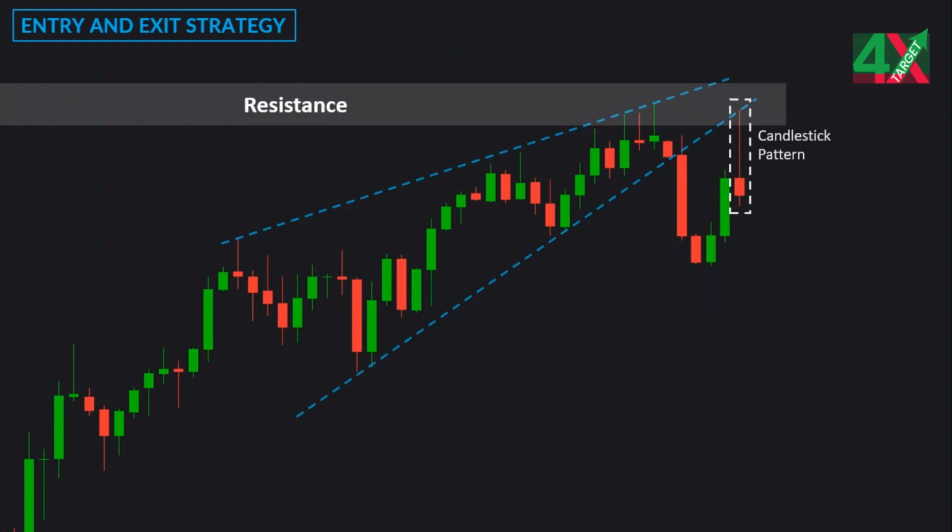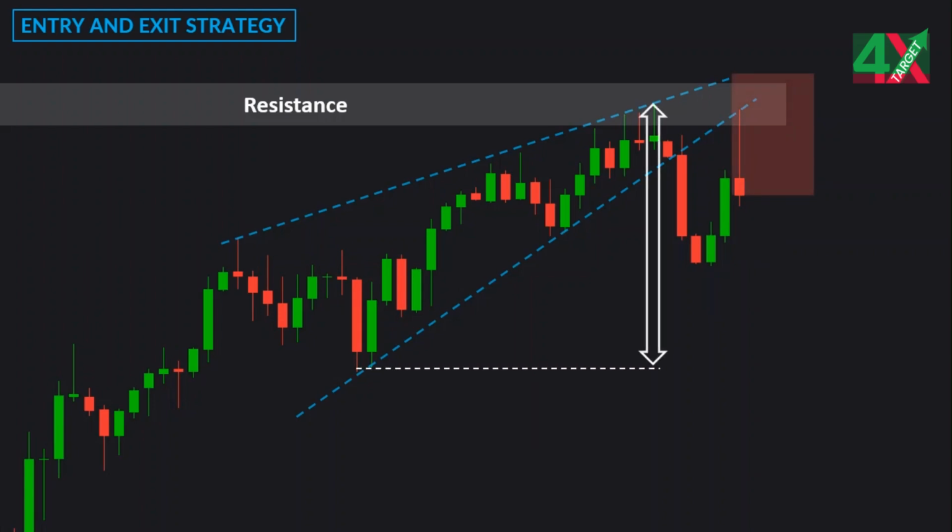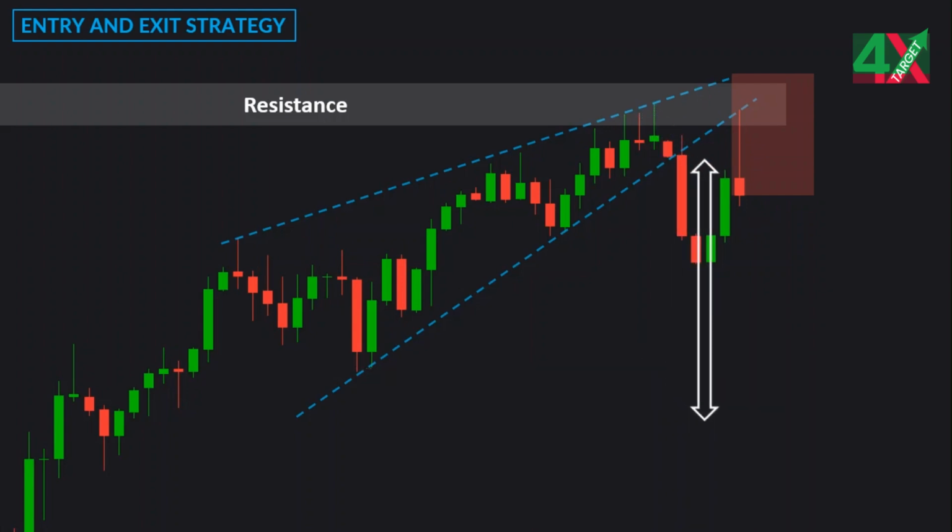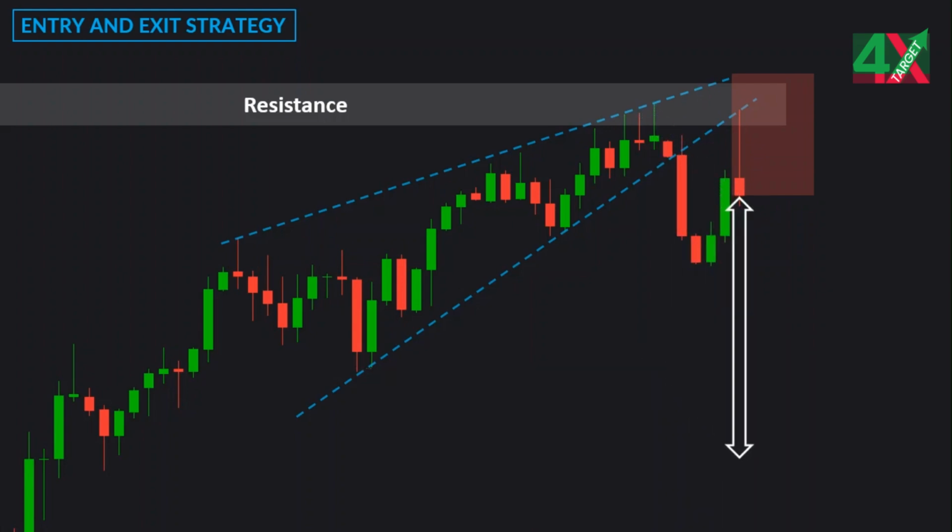Place your stop loss just outside the structure of the pattern. For take profit, measure the height of the pattern, then project that same distance from the close of the confirmation candle. This method can be used for all the reversal patterns to set your take profit.